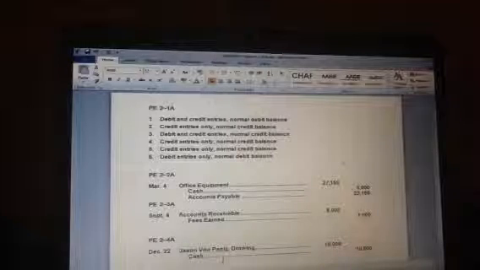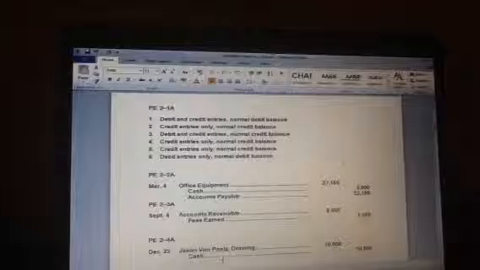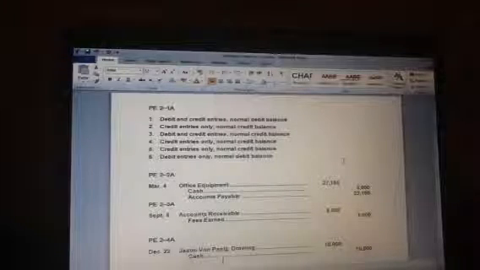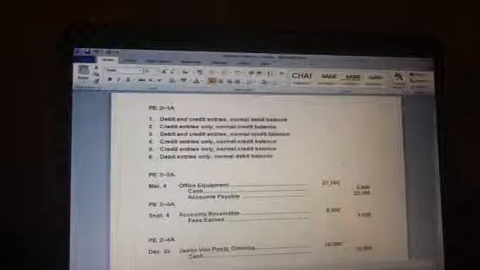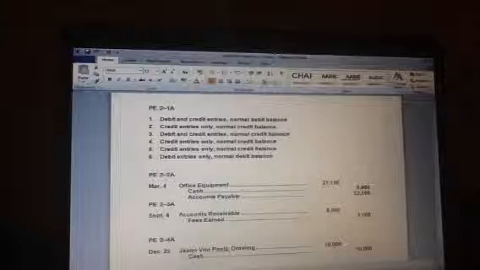Number 1, accounts receivable. Accounts receivable is an asset. Assets normally have a debit balance. Accounts receivable could have both debit and credit entries. If accounts receivable is increasing, you would debit it. If it's decreasing, you would credit it.